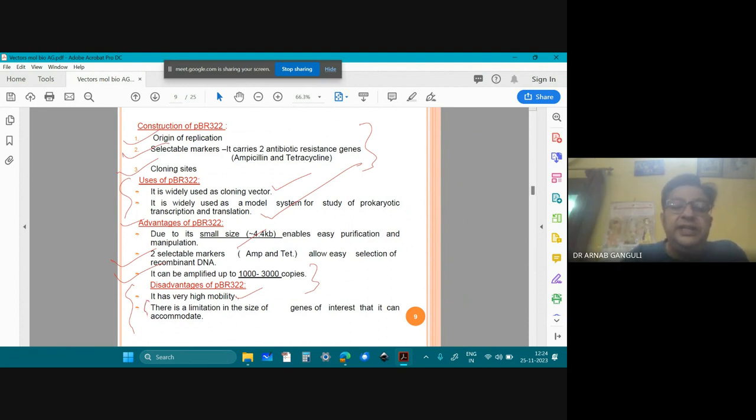There is a limitation. There are limitations in the size of the genes which can be cloned. Suppose the gene of interest is greater than 3 kilobase pairs, then it becomes almost impossible to clone it inside.